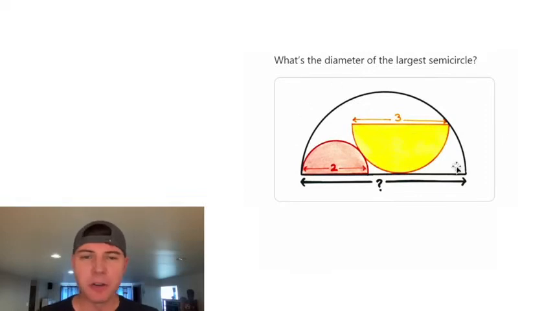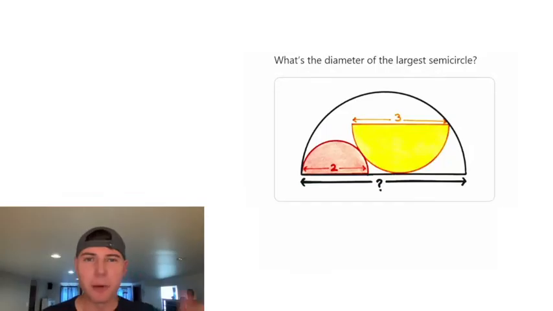Hey guys, this looks like a fun one. We have three semicircles all touching each other, and we're given the diameters of the smaller two, and we're trying to find the diameter of the largest one. I think it's safe to assume that the yellow semicircle is tangent to this red one right here, and tangent to this diameter right here.